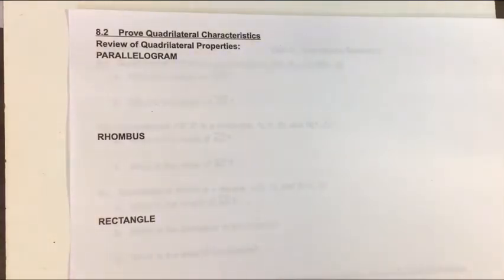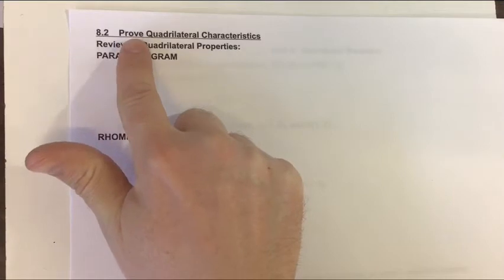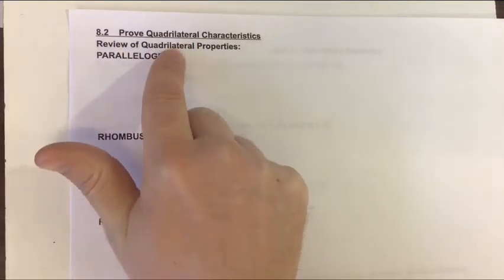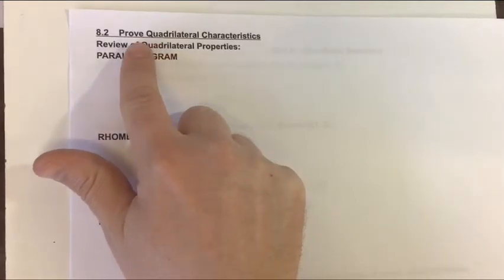In this video for day 8.2, we're going to be talking about quadrilateral characteristics, and you'll see this word that might intimidate you a little bit. We're going to prove quadrilateral characteristics, but we are not writing proofs. Again, listen to me when I say that. We are not actually writing a proof. So this is not like we did first semester.